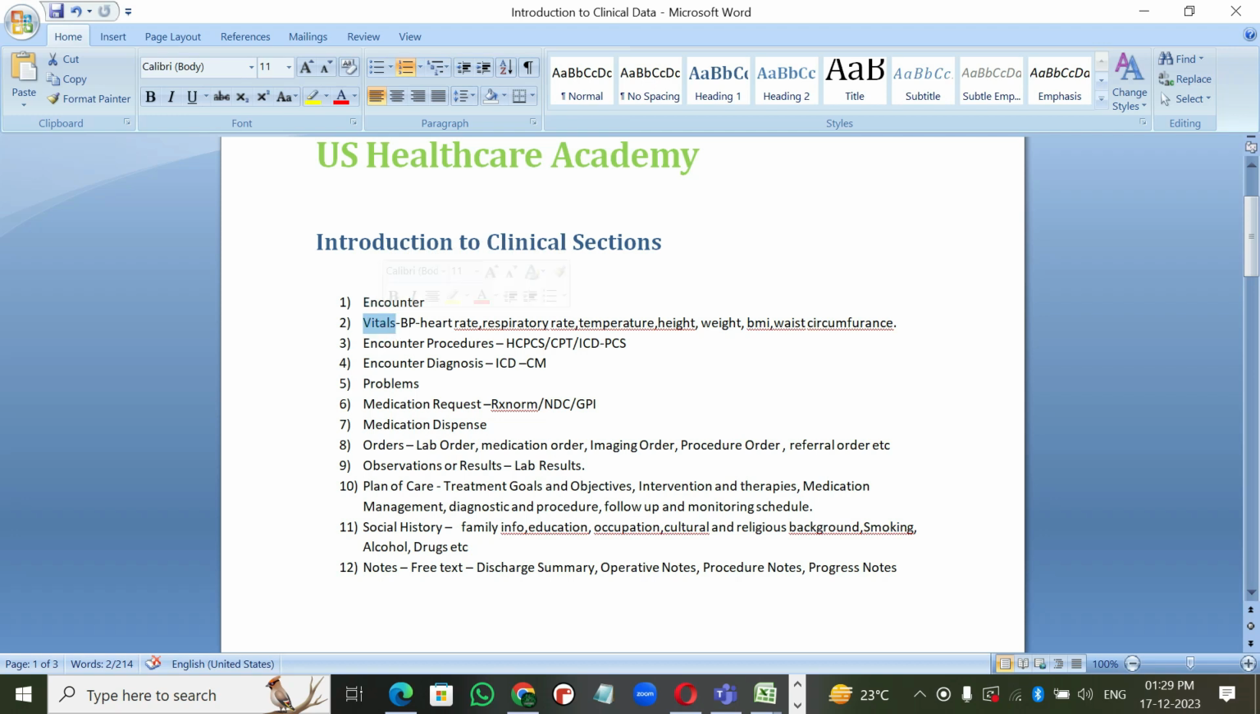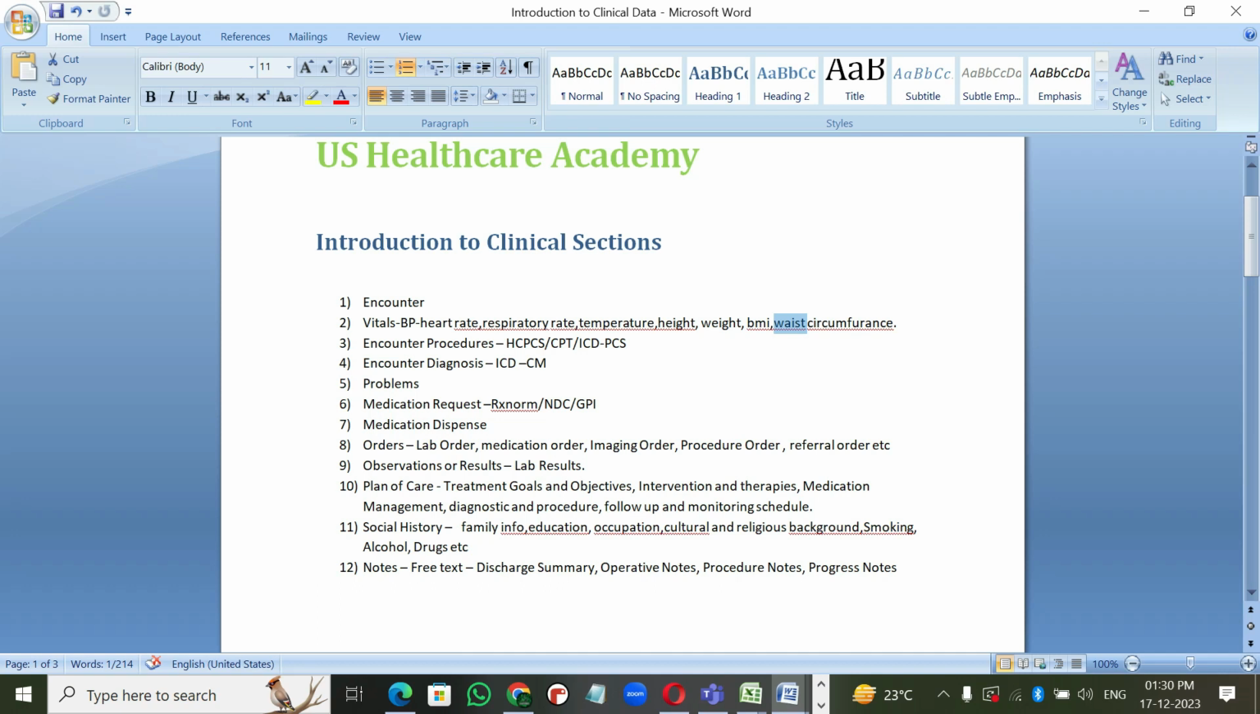Okay, let's move ahead. So second is vitals. So what is vitals? Vitals comprises of blood pressure, and blood pressure comprises of systolic and diastolic blood pressure, which is systolic means the upper range, diastolic means the lower range, heart rate, respiratory rate, temperature, height, weight, BMI, waist circumference. All this is part of vitals.